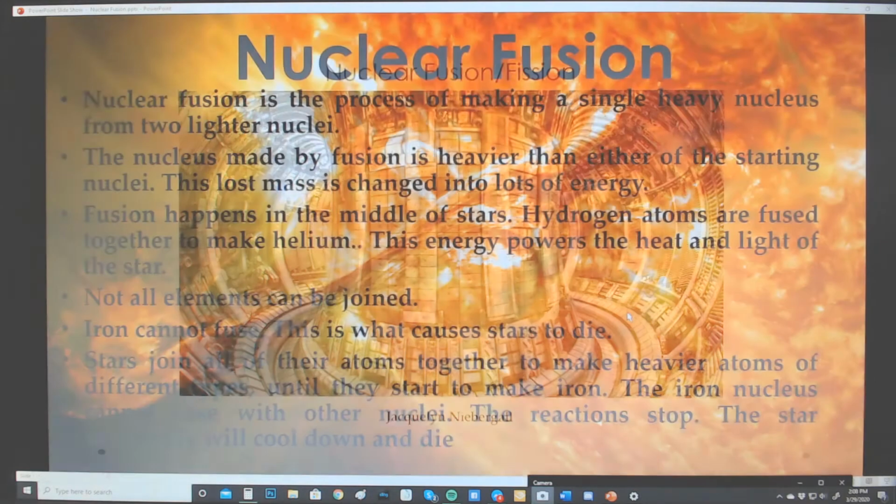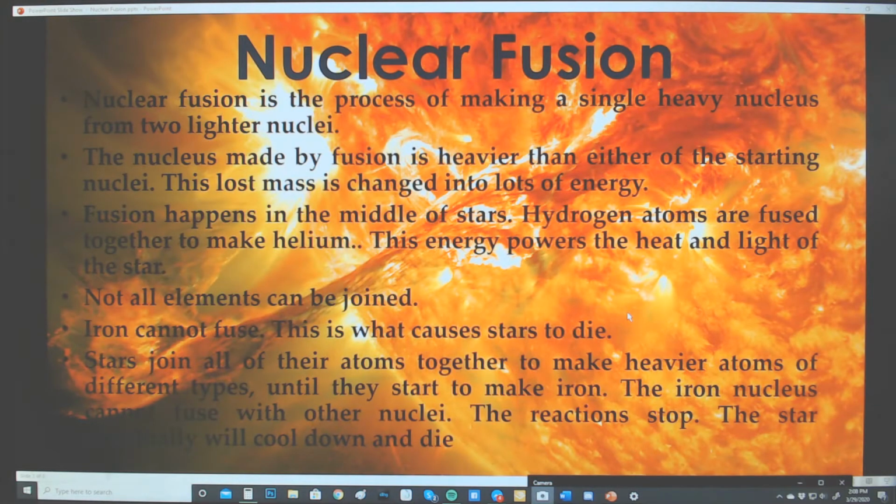Nuclear fusion is the process of making a single heavy nucleus from two lighter nuclei. This process is called a nuclear reaction. The nucleus made by fusion is heavier than either of the starting nuclei. However, it is not as heavy as the combination of the original mass of the starting nuclei. This loss of mass is what is converted into energy in Einstein's famous E=mc² equation.